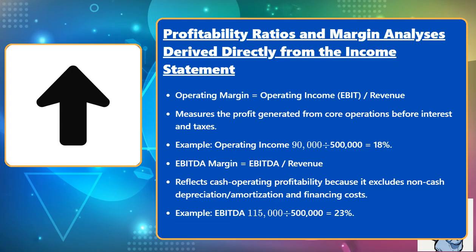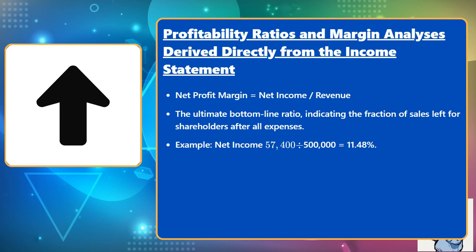Example, EBITDA 115,000 divided by 500,000 equals 23%. Net profit margin equals net income divided by revenue. It is the ultimate bottom line ratio, indicating the fraction of sales left for shareholders after all expenses. Example, net income 57,400 divided by 500,000 equals 11.48%.